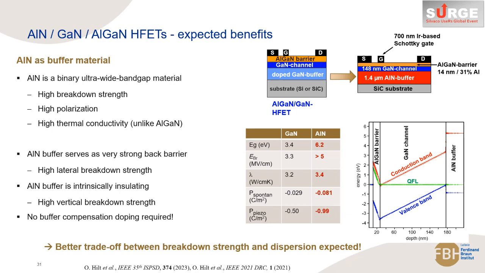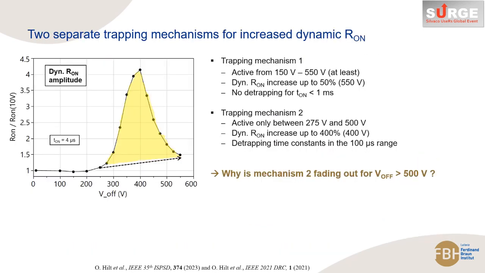It has high thermal conductivity, and it is intrinsically insulating. Therefore, aluminum nitride buffer leads to high lateral and high vertical breakdown strengths. Since aluminum nitride does not require compensation doping, better trade-off between breakdown strengths and dispersion is expected. When the aluminum nitride GaN HFET devices were characterized under dynamic condition, we discovered a unique behavior.